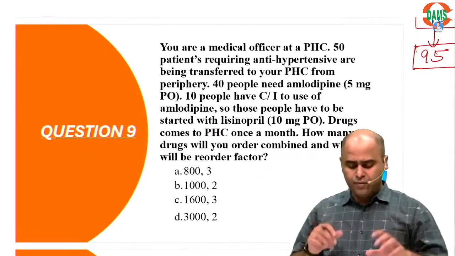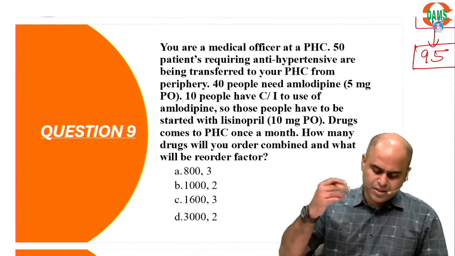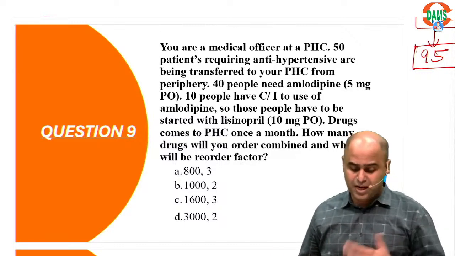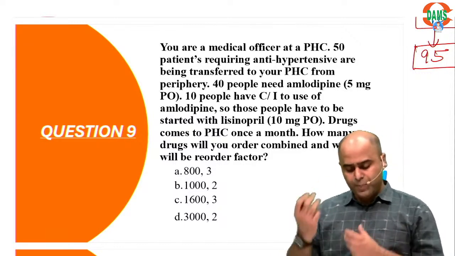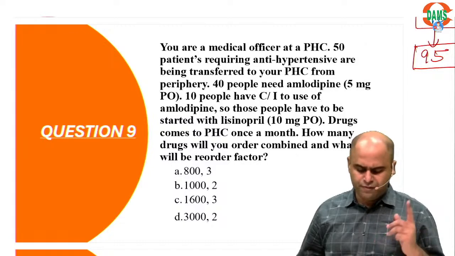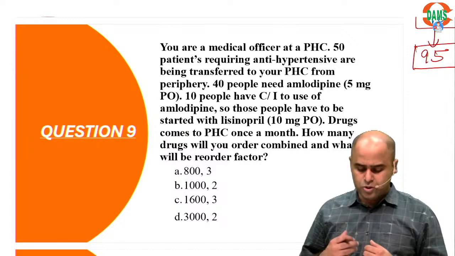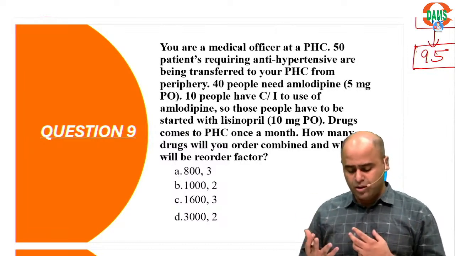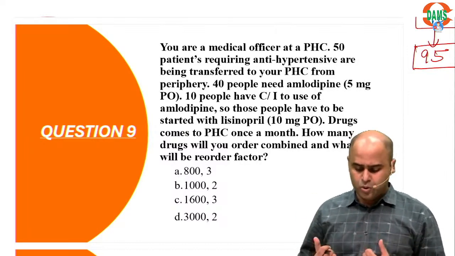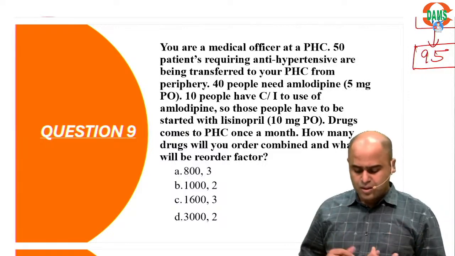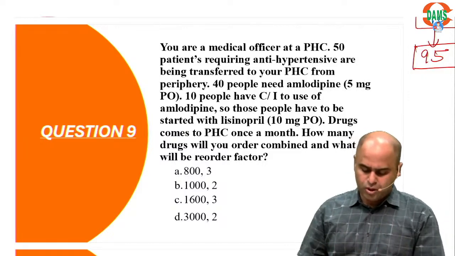You are a medical officer at a PHC. 50 patients requiring antihypertensives are being transferred to your PHC from the periphery. 40 need amlodipine 5 mg per oral. 10 people have a contraindication to amlodipine, so those people have to be started on lisinopril 10 mg per oral. Drugs come to the PHC once a month. What should you be doing?